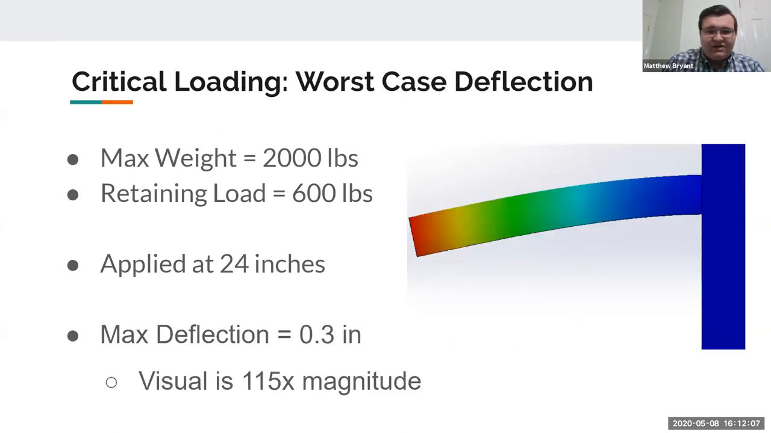Then we did deflection. Deflection was crucial here over a lot of other locations, because under the load, if you had really excess deflection, you could see the tire sliding off of the structure, and that would put a lot of people in danger. So again, same loading. We only had a maximum deflection of about 0.3 inches. This is a SOLIDWORKS visualization, so the magnitude is magnified.